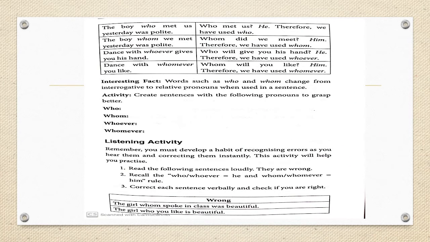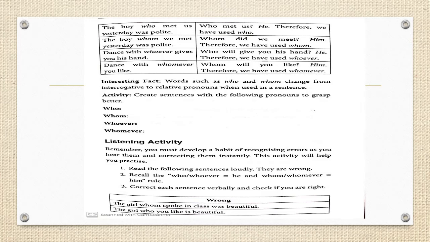The boy who met us yesterday was polite. Who met us? He. Therefore, we use here who. The boy whom we met yesterday was polite. Whom did we meet? Him. Therefore, we have used whom. Dance with whoever gives you his hand. Who will give you his hand? He. And therefore, we have used whoever. Dance with whomever you like.